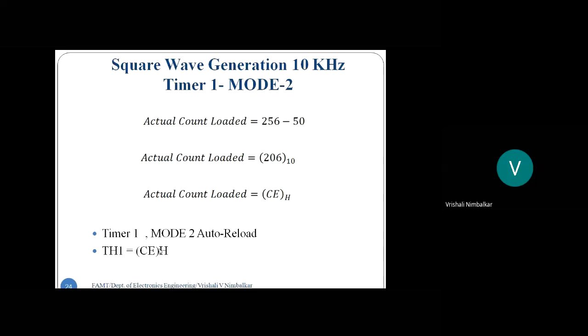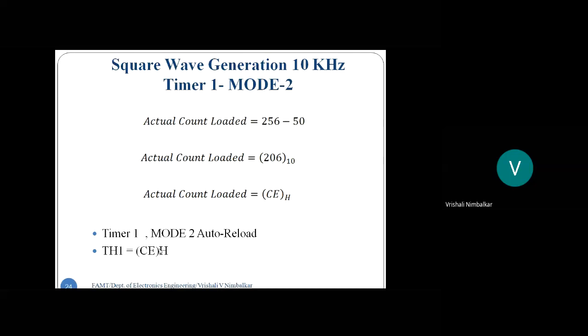But as we go on writing the program, we will do a few changes, because we are operating now in mode 2. What is the speciality of mode 2? Auto reloading. It is continuously counting. Even after the overflow, the original count gets loaded and the counting keeps on happening continuously.